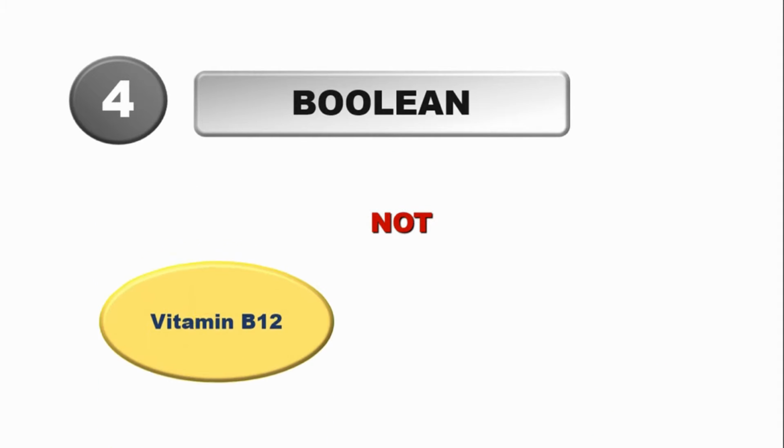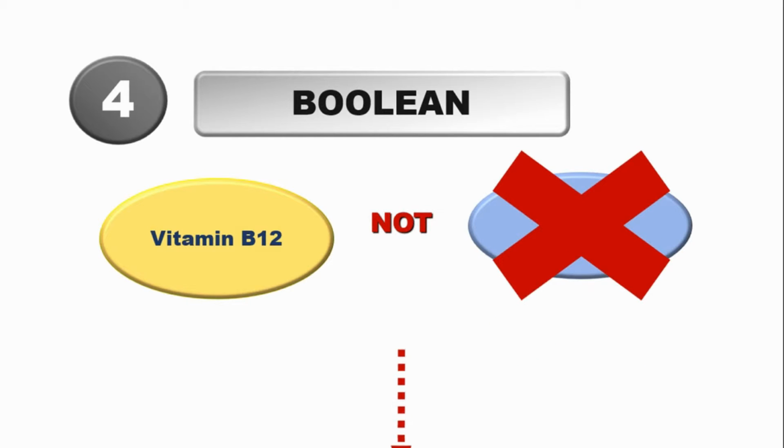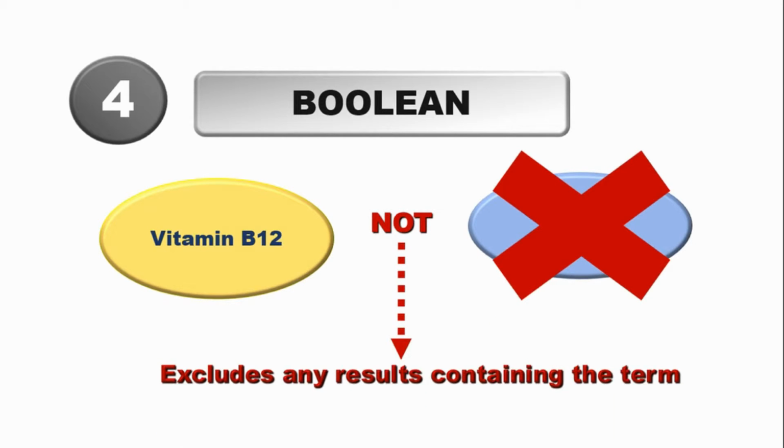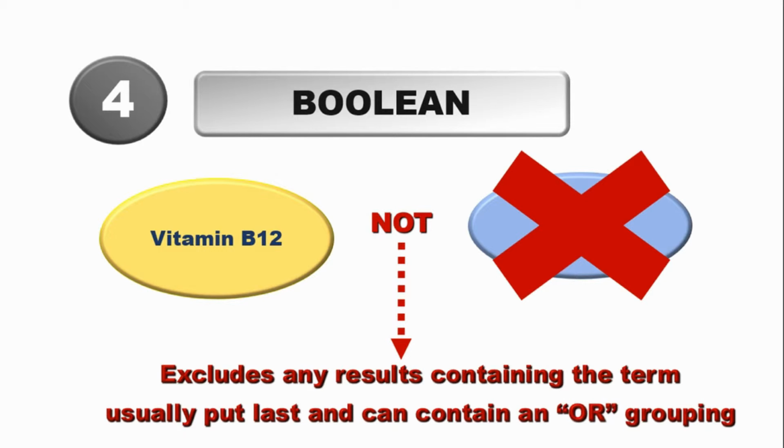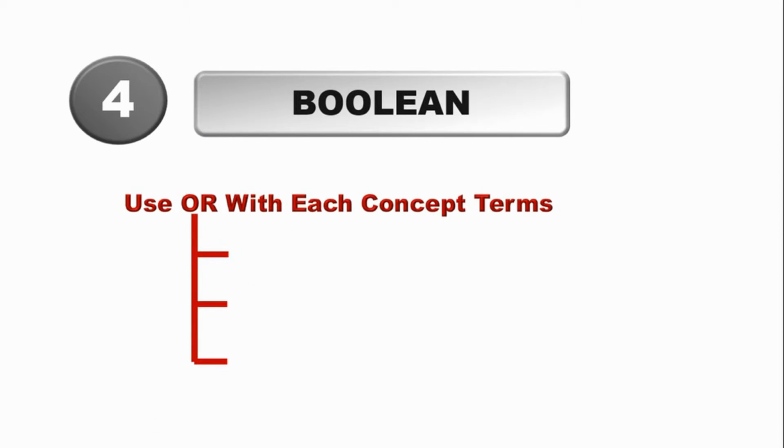What if you want vitamin B12 but not angina? Simply you can use NOT. To exclude any results that contain concept which you are not interested in, you can use NOT. Usually put NOT at the end and you can contain an OR grouping if the concept is expressed by many other terms. Use OR with each concept terms.